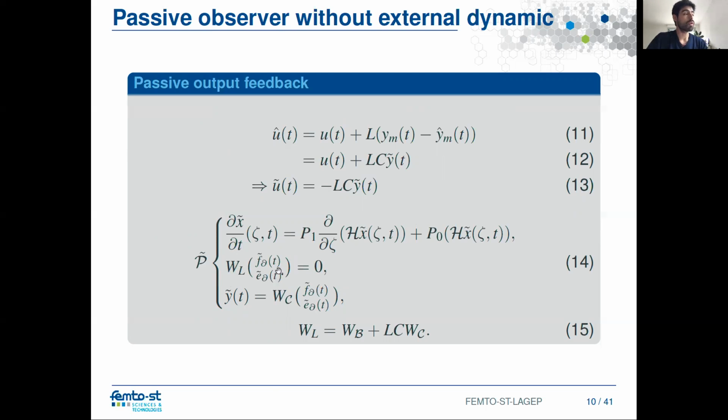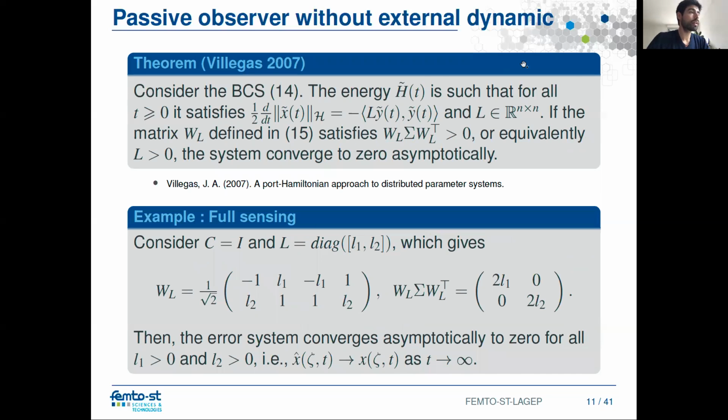So as before, we have to prove that this is a good boundary condition and that the error converges to 0. For that, we have this theorem where we only have one condition, that WL is full rank and satisfies this inequality, or equivalently that L is positive.